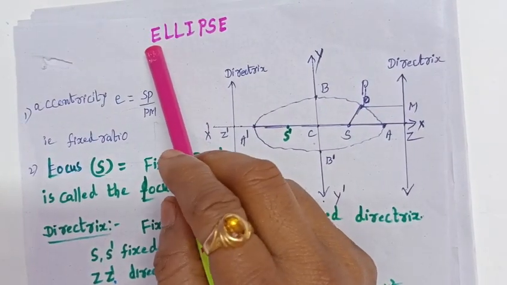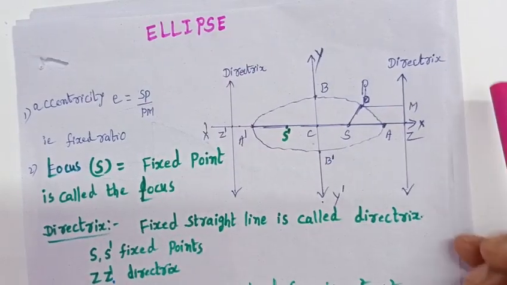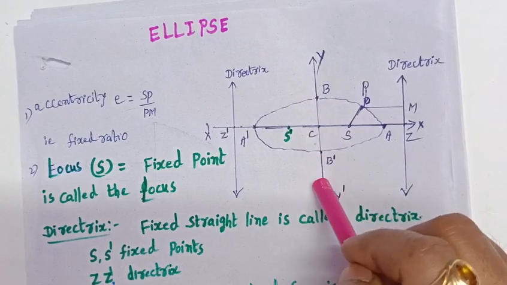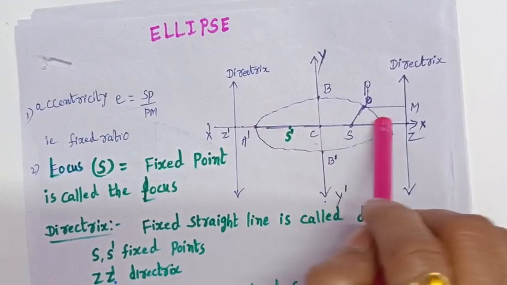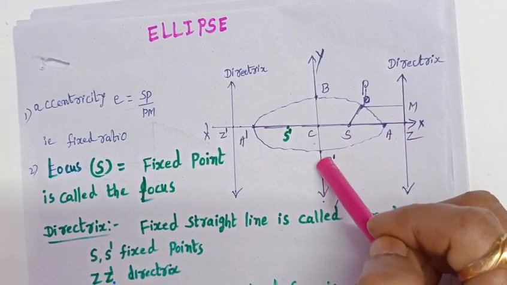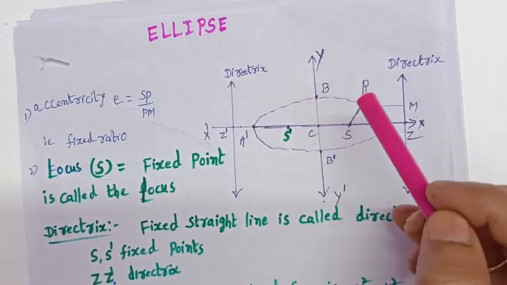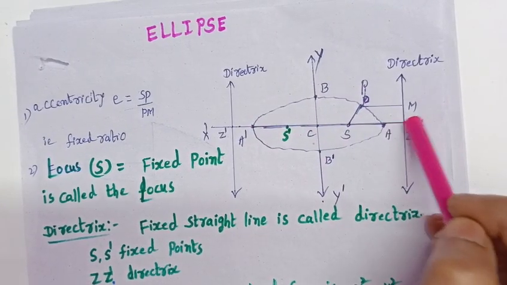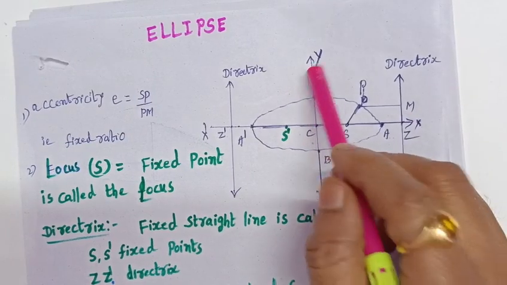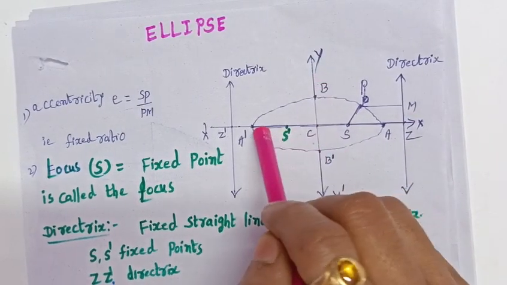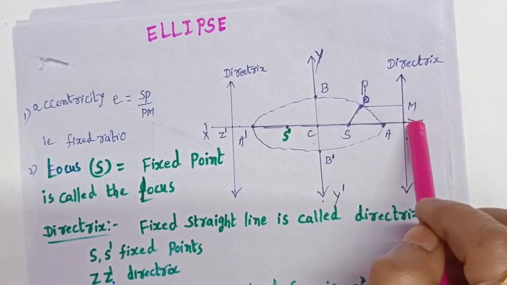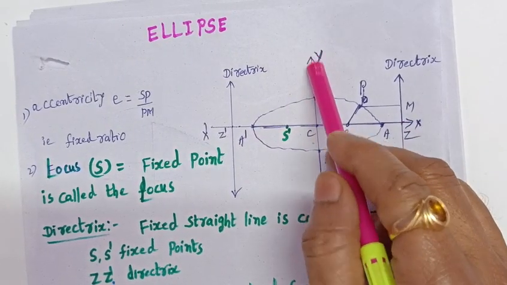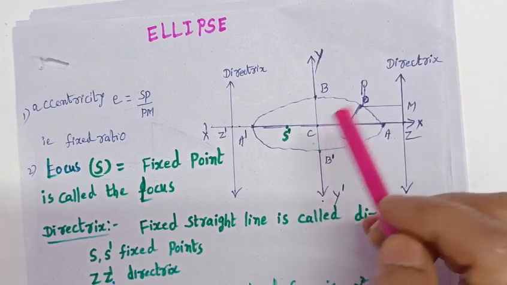This chapter is ellipse. In this x-axis and y-axis, the x-axis is the major axis and the y-axis is the minor axis. That means the x-axis is the longer axis and the y-axis is the smaller axis. So the x-axis is called the major axis, and the y-axis is called the minor axis.